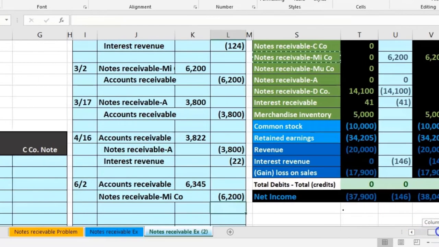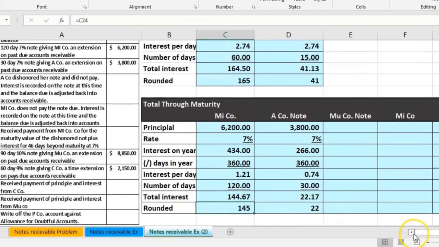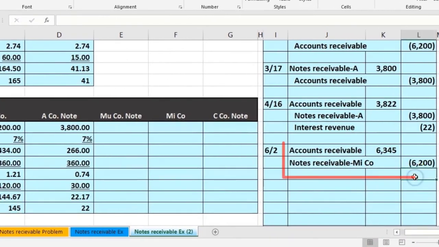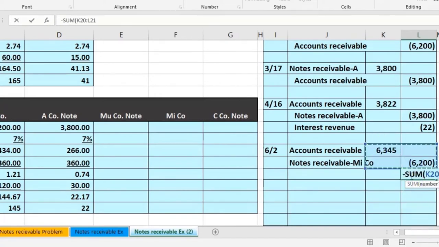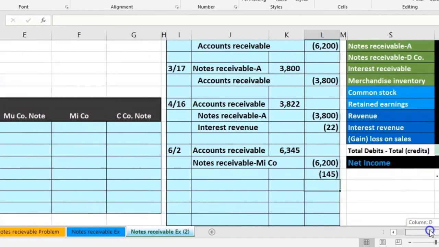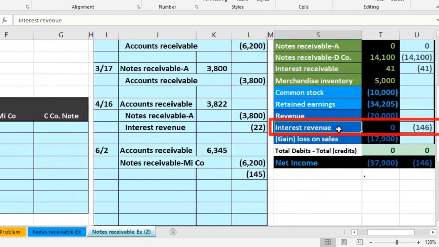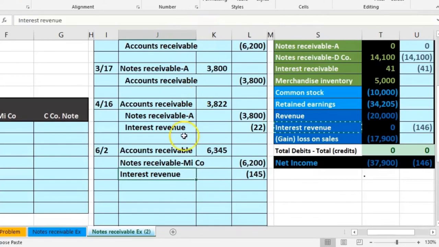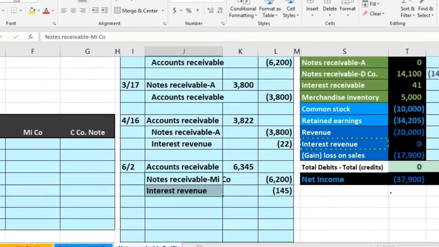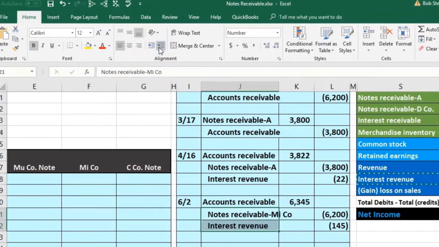We can do that a couple different ways. I'm going to scroll back over. It's 145 calculated here, or it's what we need, the 6,345 minus the 6,200. I'm going to do that with the plug formula, negative SUM, double click the sum function, highlight those cells, 6,345 minus the 6,200, giving that 145. That's going to be a credit to interest revenue. So S18, going to right click and copy. Put that in J22, right click and paste 123. Going to then highlight these two and indent. So I'll highlight these, home tab, alignment, increase the indentation.